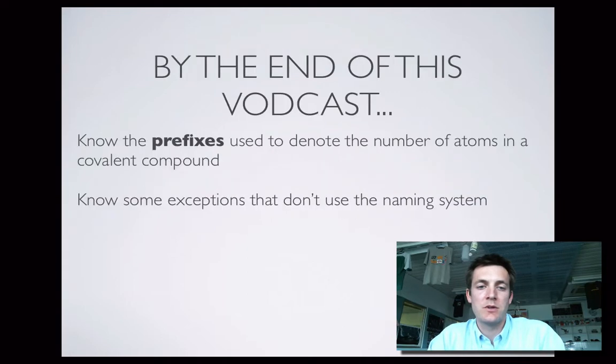So in this film, you'll hopefully learn how we use prefixes in order to denote how many of each type of atom there are in a covalent compound, and to know some exceptions that don't use this naming system. Okay, so here we go.